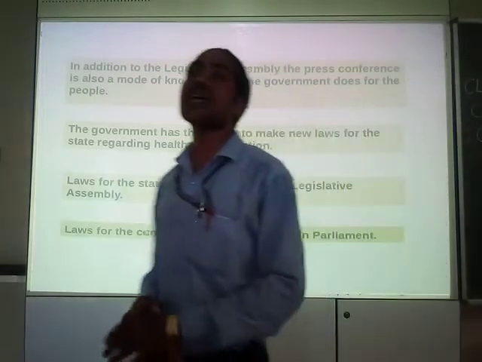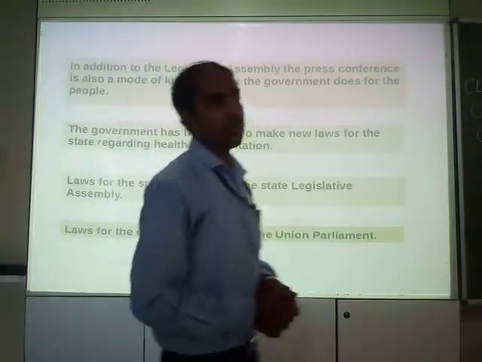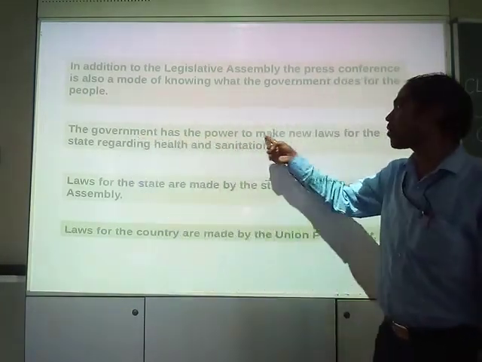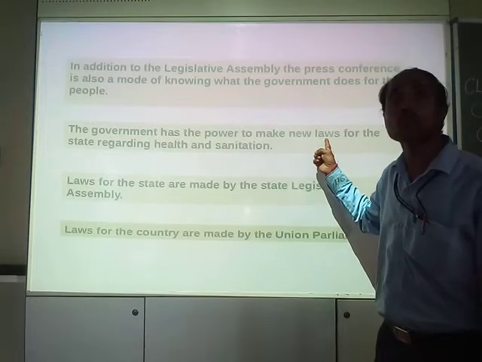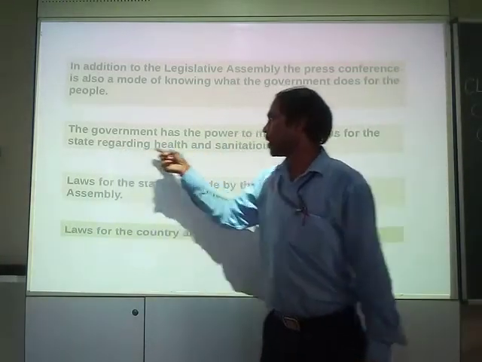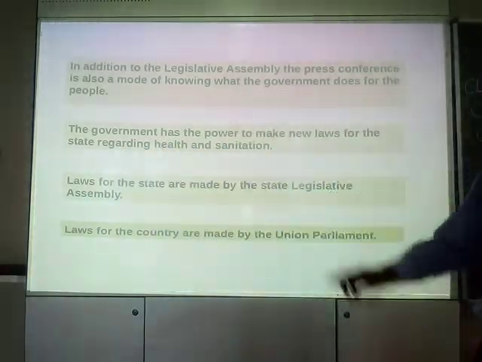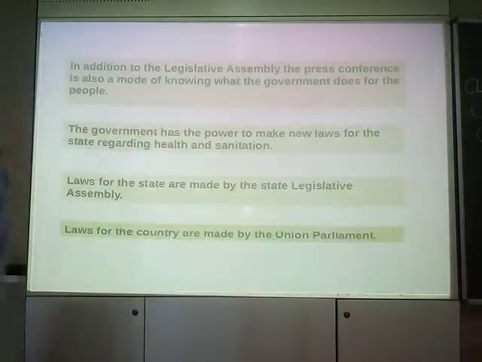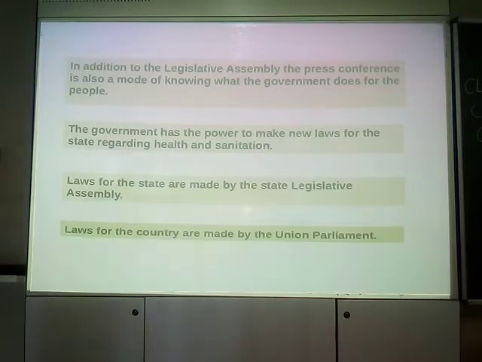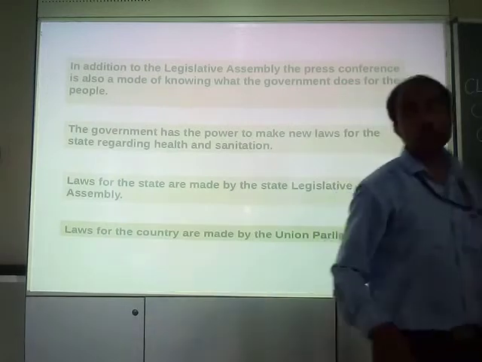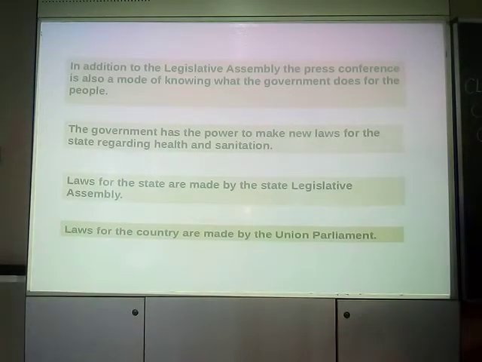Now the government has the power to make new laws. The state government has the power to make new laws relating to the state, regarding health and sanitation. Sanitation, cleanliness, hygiene, health. Everybody knows the well-being of a person is health. So the government has the power to make new laws for the state regarding health and sanitation.